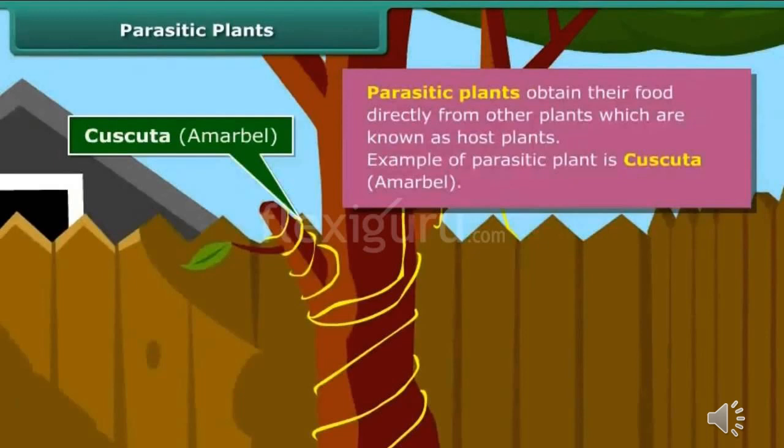So what is the role of a host? The host provides the nutrition. The parasitic plant takes away the nutrition from the host plant and lives on it. So parasitic plants obtain their food directly from other plants, which are known as host plants. So which is the host here? The tree acts as a host and it provides the nutrition for the parasitic plant here.